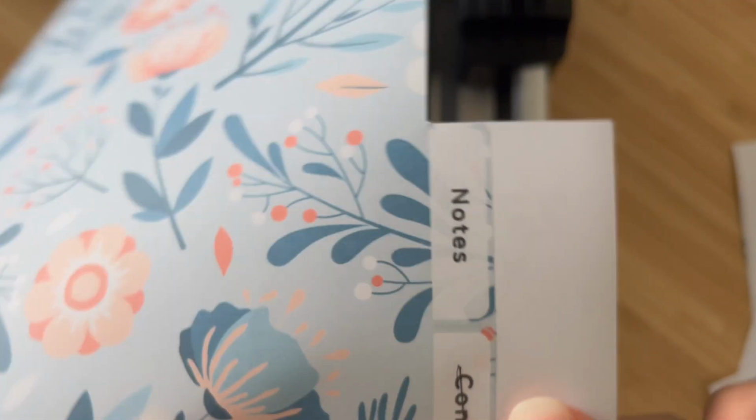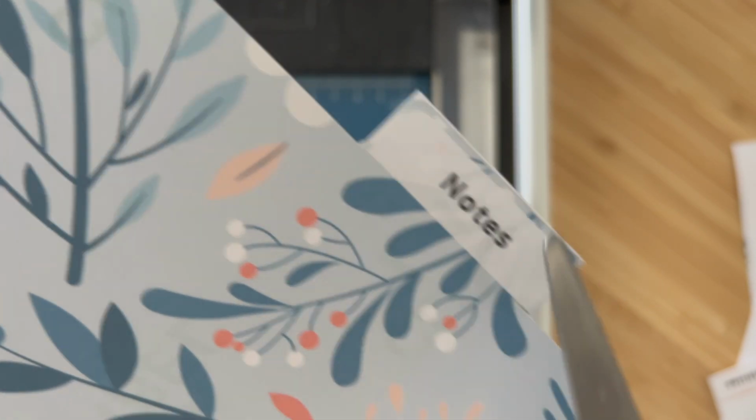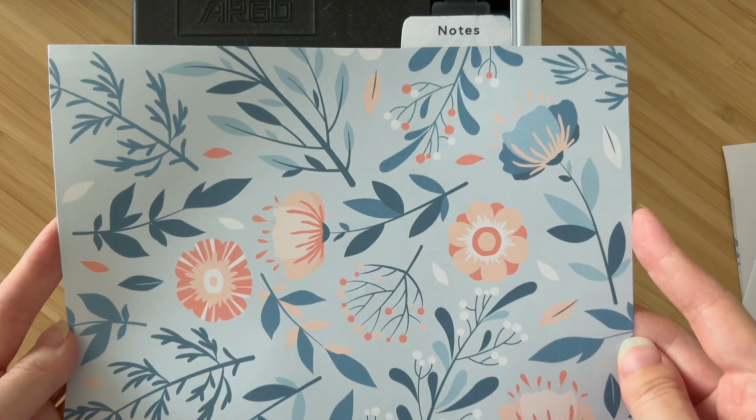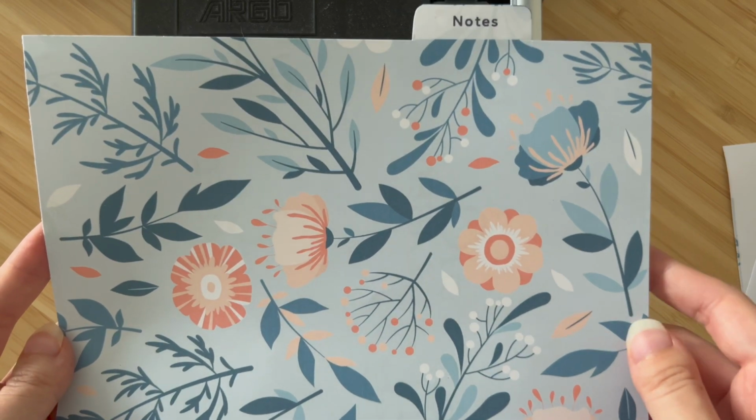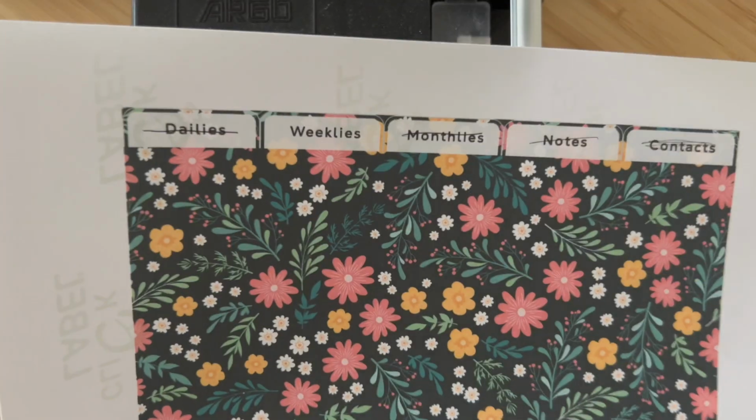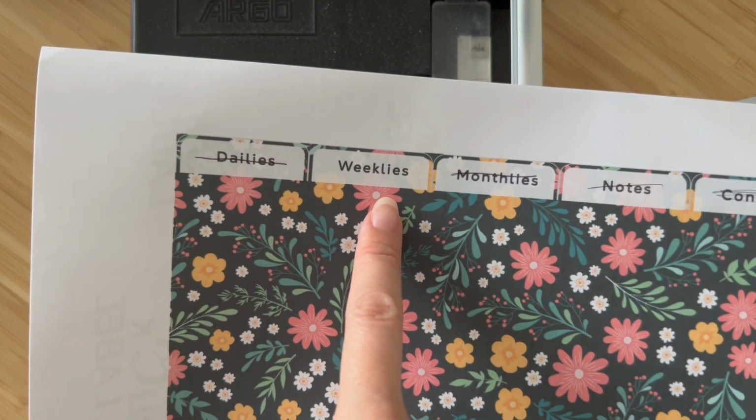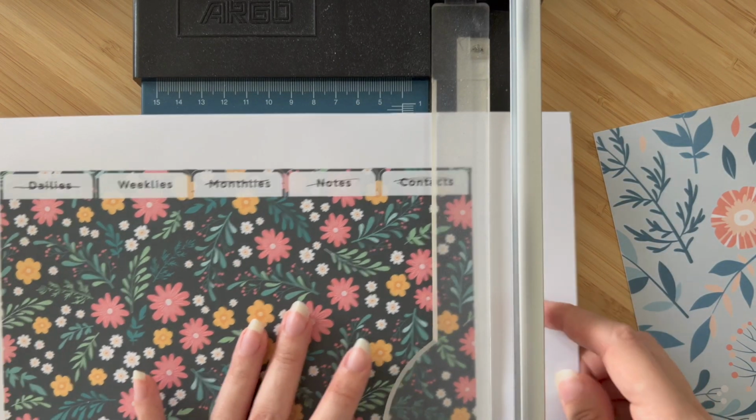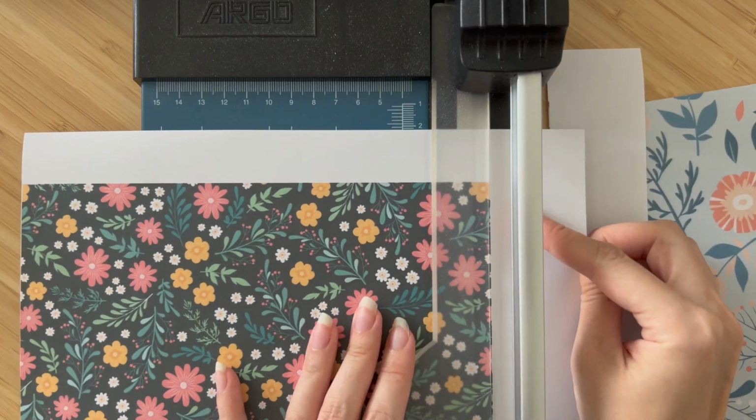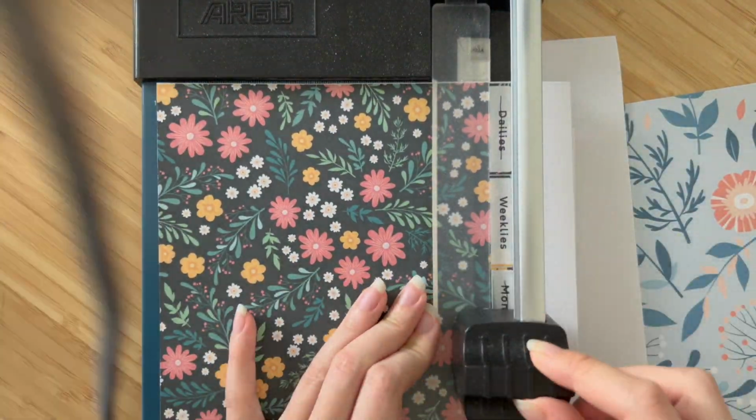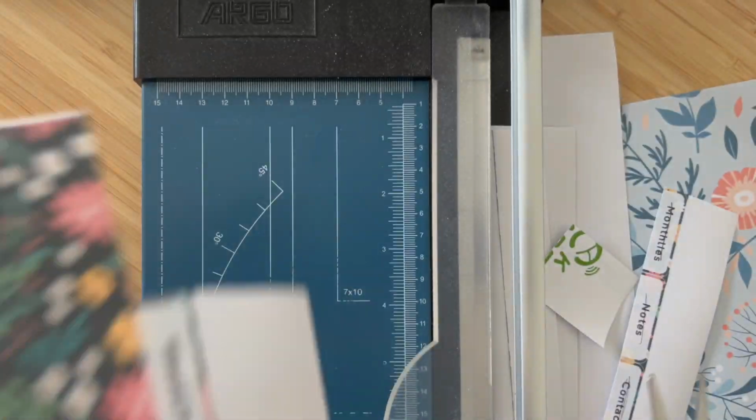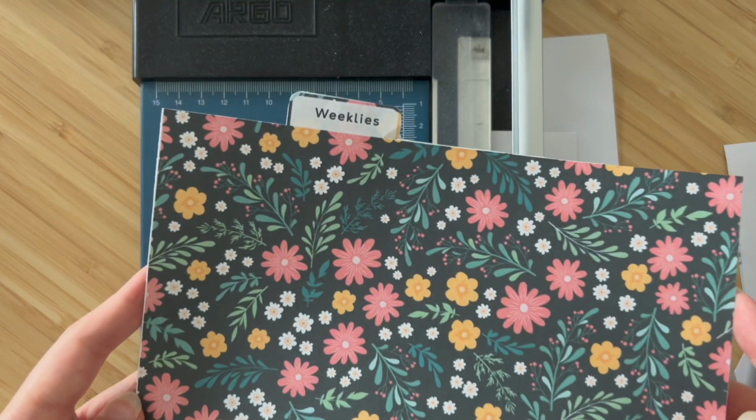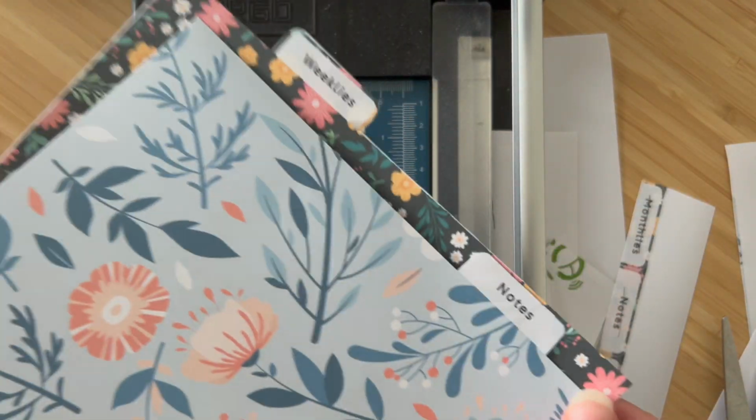Then cut around the tabs and then use your scissors to cut around the corners. And there you go, so this would be one divider, and then you would repeat this step for every other divider. So here's another example. This will be a weekly divider and I'll be cutting off all the excess tabs here. So let me quickly do that. So here's the second divider, so that's the weekly and here are the notes.